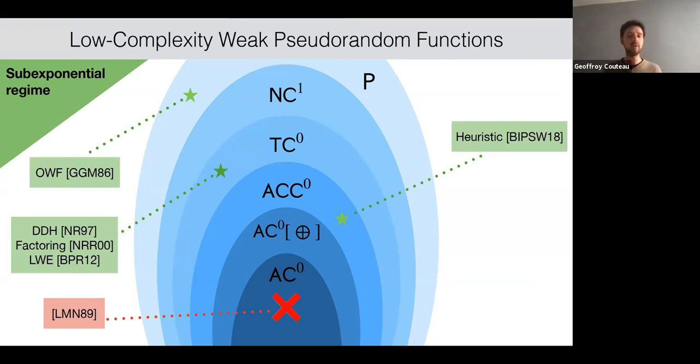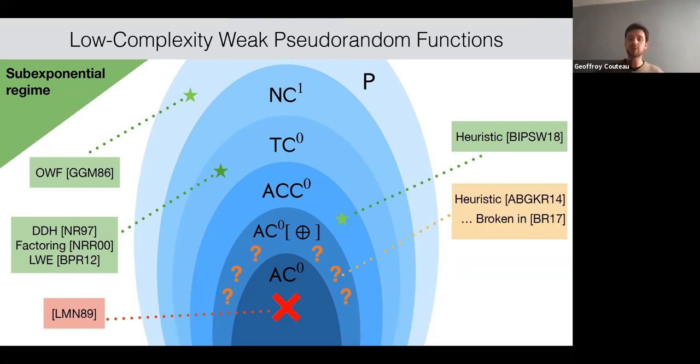So it's not broken, it looks fine, but it's heuristic. And the big question is this space between AC0 and ACC0, namely AC0 where you allow parity gates. This has been studied for quite some time. There was a heuristic construction by Akavia et al., a very nice and cute construction with very elegant ideas, but unfortunately it was broken two years later by Bogdanov and Rosen. So that's pretty much where we were before starting our work.